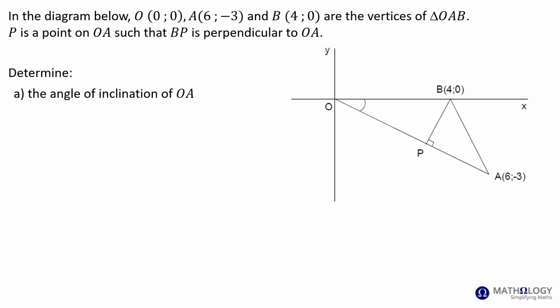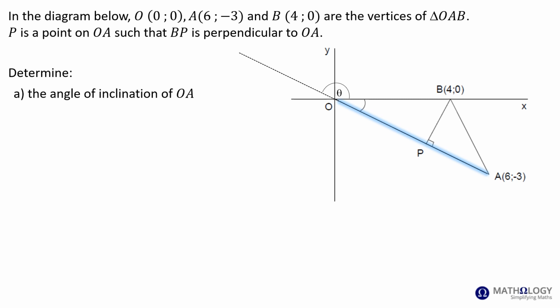The angle of inclination of a straight line is measured in an anticlockwise direction, from the positive x-axis. So, to find the angle of inclination of OA, we will need to first extend the line, and indicate this angle of inclination, which we will call theta.